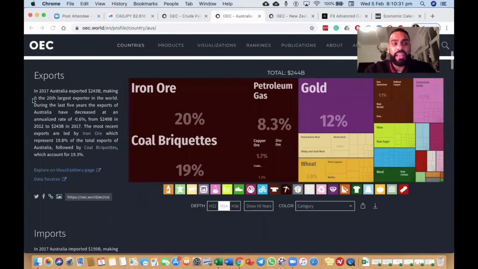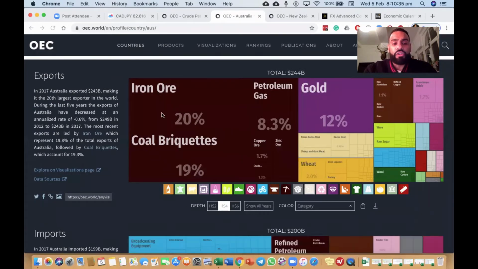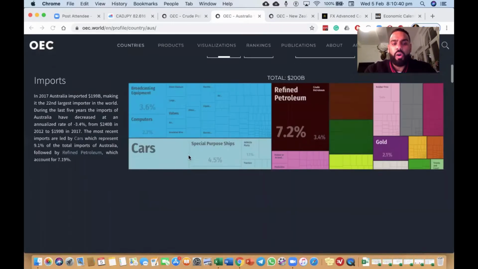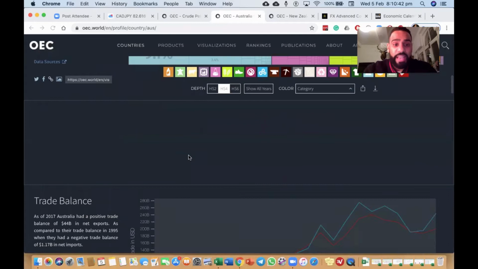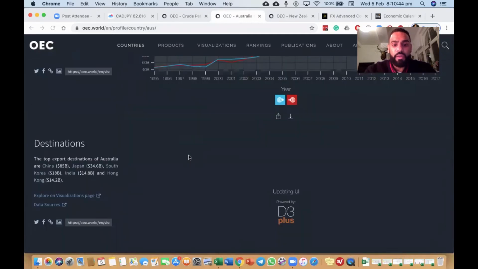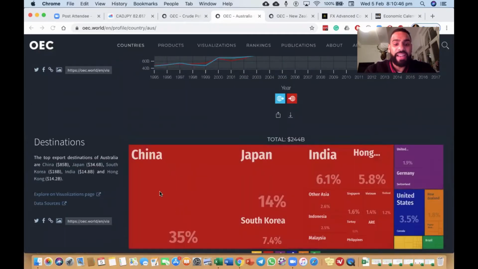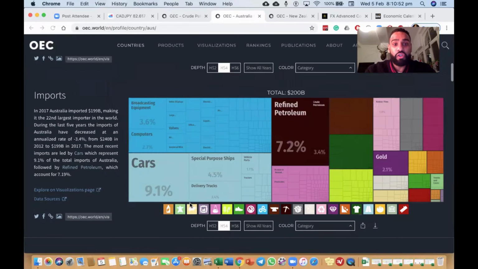But you can clearly see the exports of Australia is 20% iron ore and 19% coal. So they're the two biggest exports for Australia. We can clearly see that China buys 35% of all of Australia's exports. So that's their major trading partner.